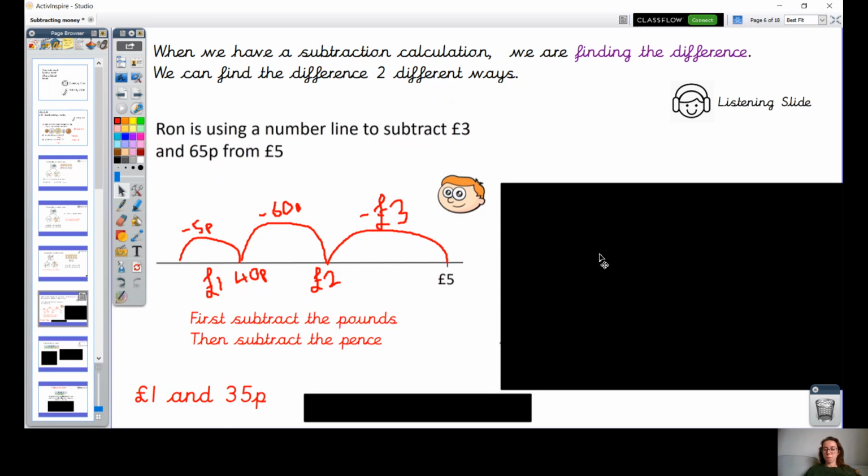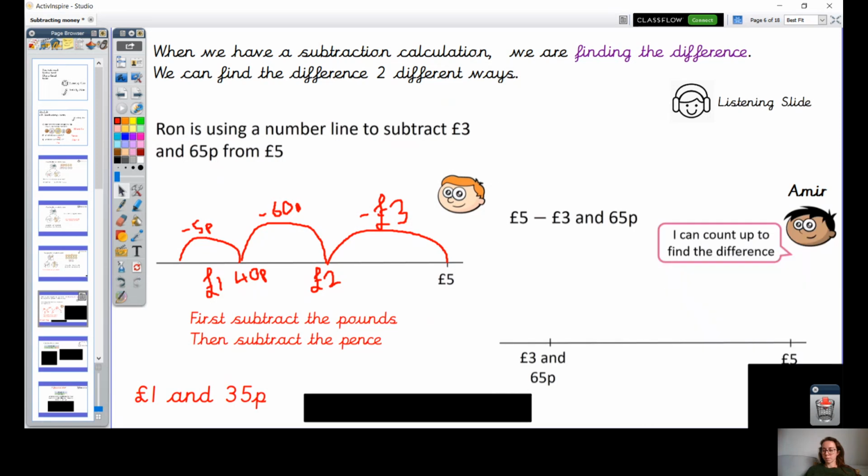Let me show you another way of doing this. Okay. Right, Amir has got a different method. He's going to have a go at counting up to find the difference. So on his number line, he's drawn that little part he had. That's where he's going to start today. And he wants to count up to £5 to find out what that would be. So let's get my pen again.